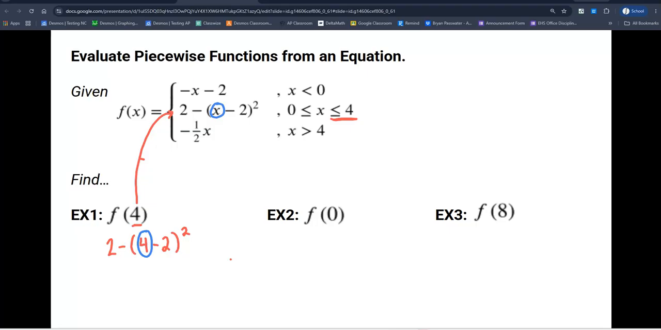Okay, order of operations is PEMDAS. The P stands for parentheses. Can I do what's in the parentheses? 4 minus 2? Yes. What will I get, Orlando? Good. Okay, so we've done our parentheses.